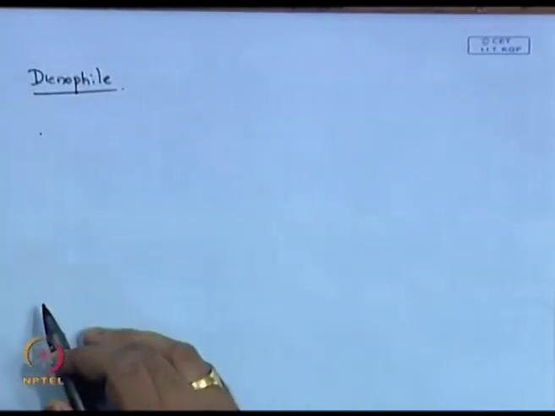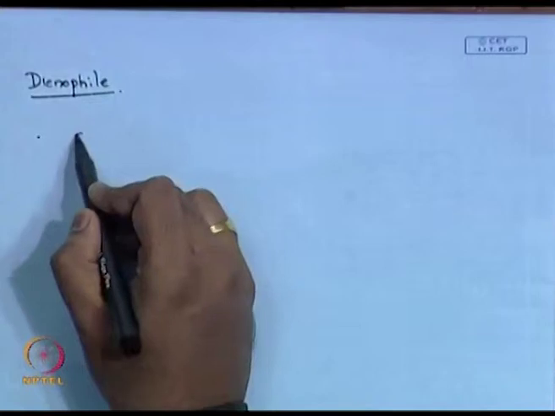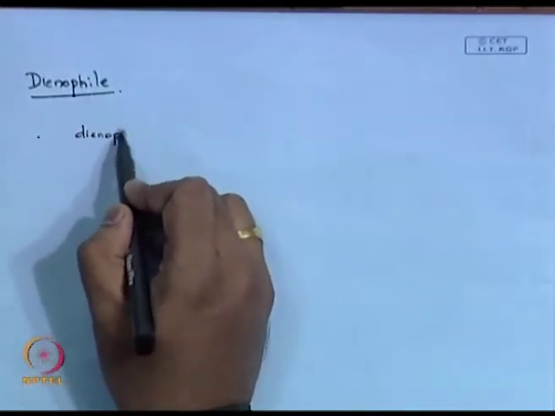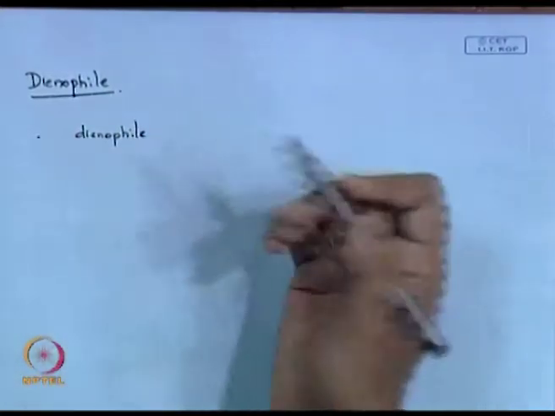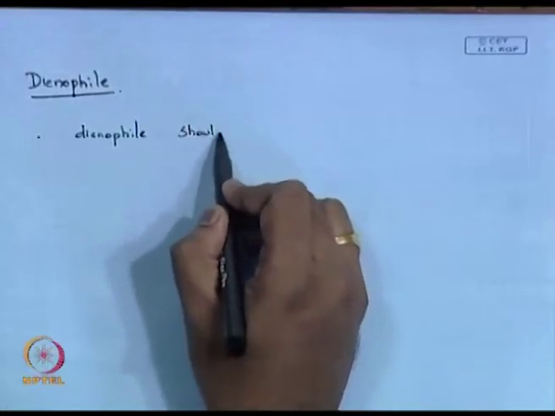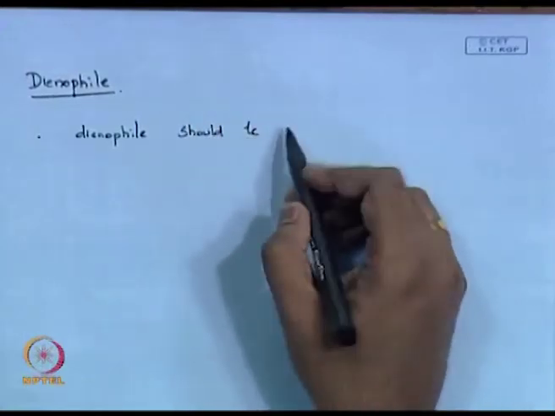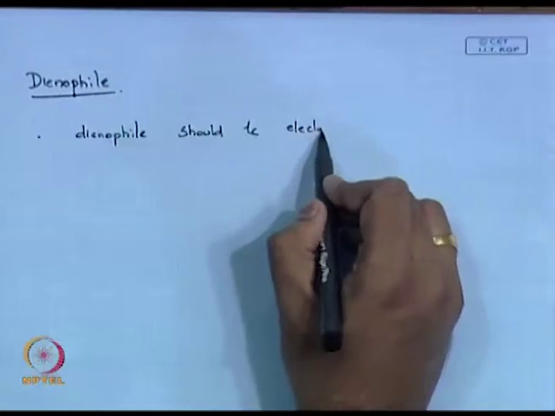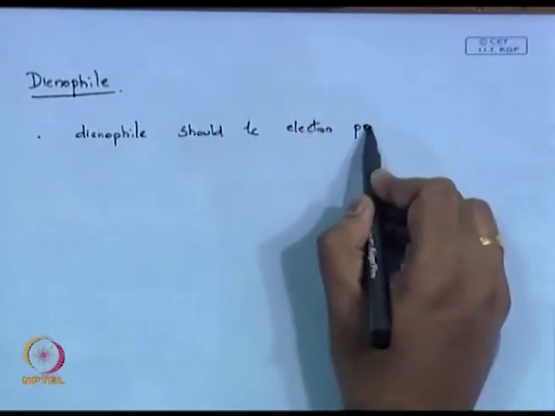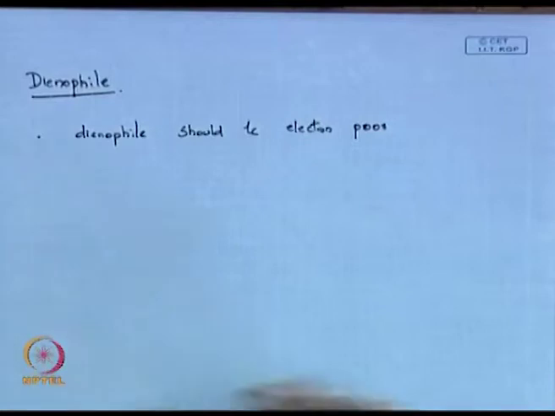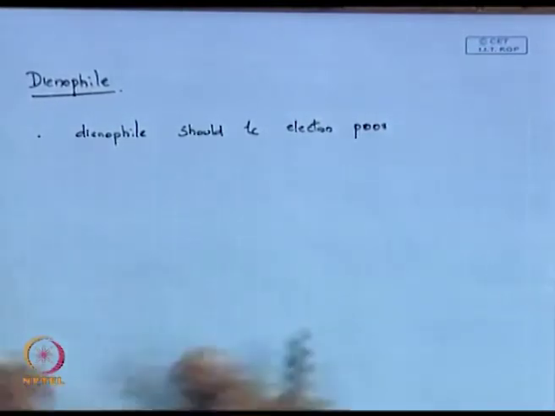As I said, first the dienophile should be electron-poor, just opposite to a diene. So, your dienophile should be electron poor in nature, electron poor. They are considered to be very good dienophiles for your Diels-Alder reaction.